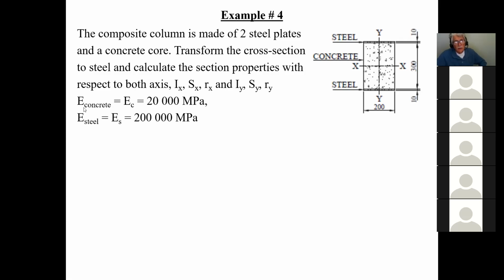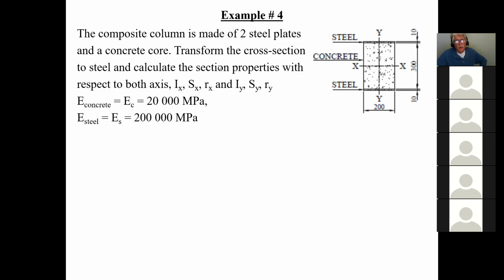Now, the E concrete, I put a C here, is 20,000 MPa. So in other words, this must be about a 20 MPa concrete for it to be in that order. I expect you guys to know that. And of course, for steel, we always assume the modulus of elasticity to be 200,000 MPa in imperial, I'm sorry, in metric.